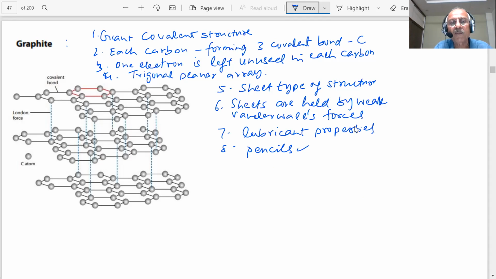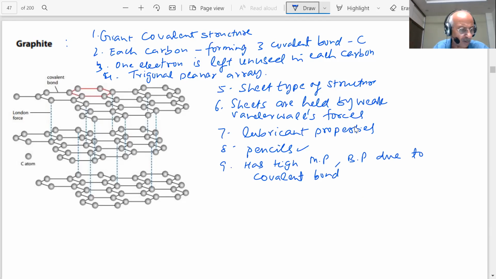However, it has a high melting and boiling point because of the covalent bonds, but less than diamond. Wherever there are covalent bonds, the melting point will go high because more energy is required to break them. This is very important. Diamond is the hardest naturally occurring substance, and it has the highest thermal conductivity of any naturally occurring substance.